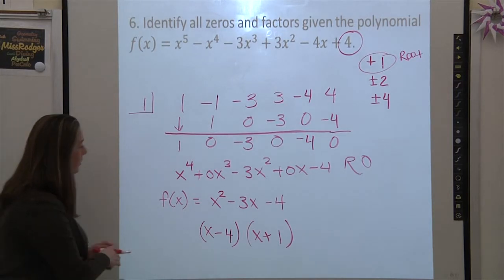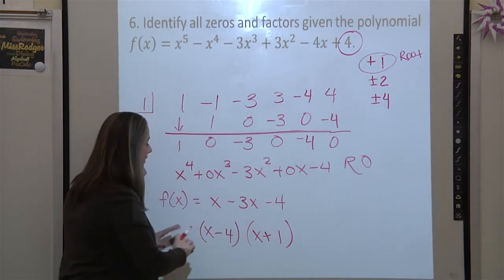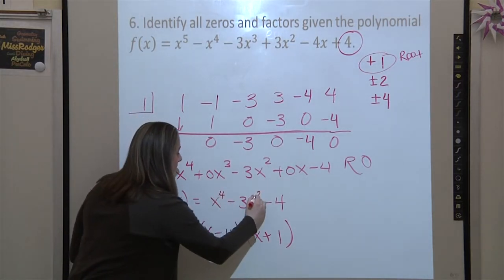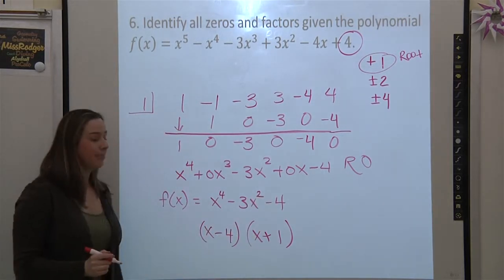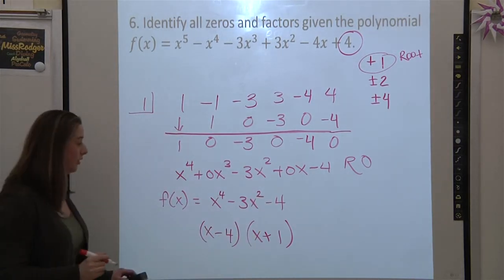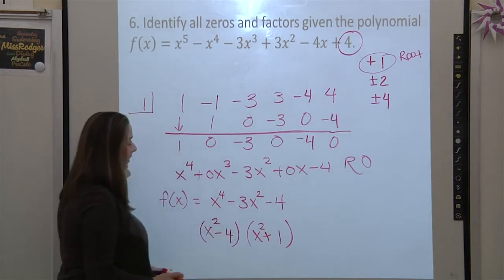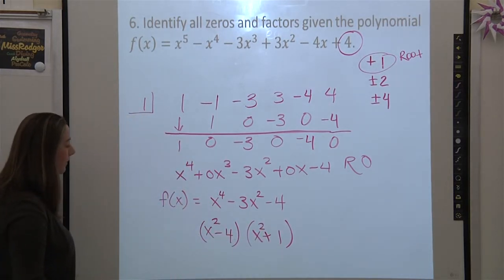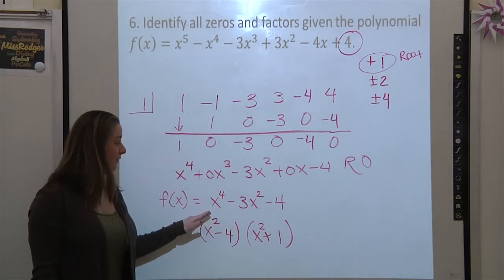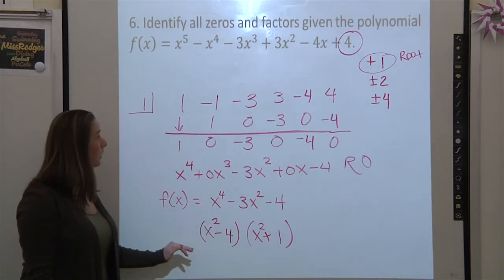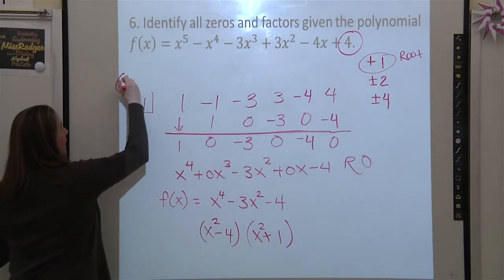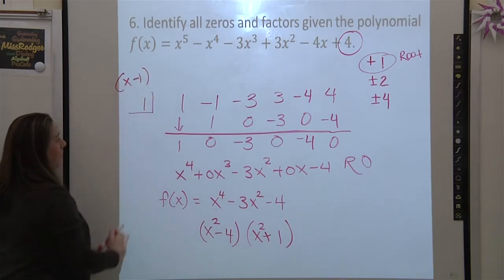So now I say to you, what if we go back to what we had? How is this going to change? We're pretty much going to make this squared, x squared and x squared, and this will give us x to the 4th minus 3x squared minus 4. So I can bring down my x minus 1 factor that went with this root.